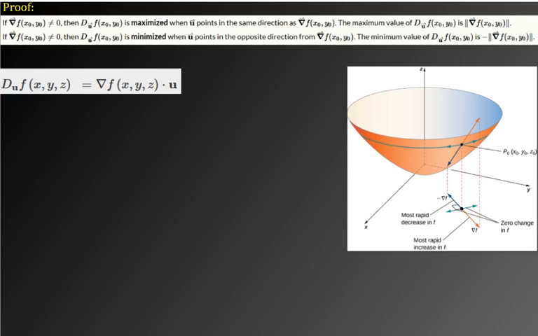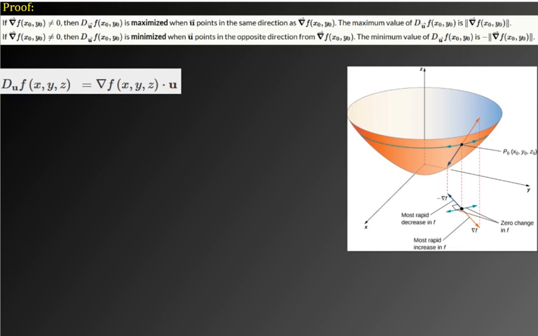So basically it's just saying that the most rapid decrease is if you go in the negative gradient of f direction, and the most rapid increase is going in the direction of the gradient. These would be zero changes, it's saying, right? If you go perpendicular to the gradient, that would be a zero change in f, which might also be important for some physical problem.